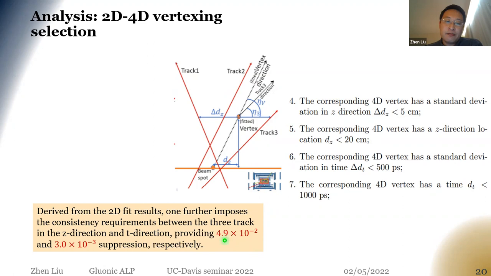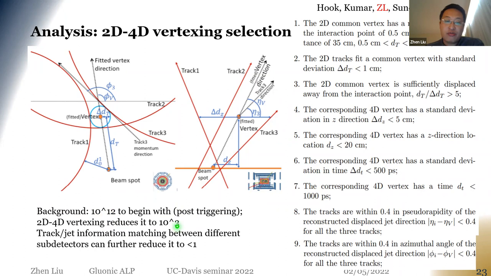And also you would ask those tracks to be consistent in the time domain as well. So it's basically a four-dimensional, 4D fit for the common vertex to be consistent with the axion signal. That provides another 3-order magnitude suppression with the detector performance we already have, okay? So with all those combined, we are able to altogether reduce the 10 to the 12 random background to 10 to the 3.